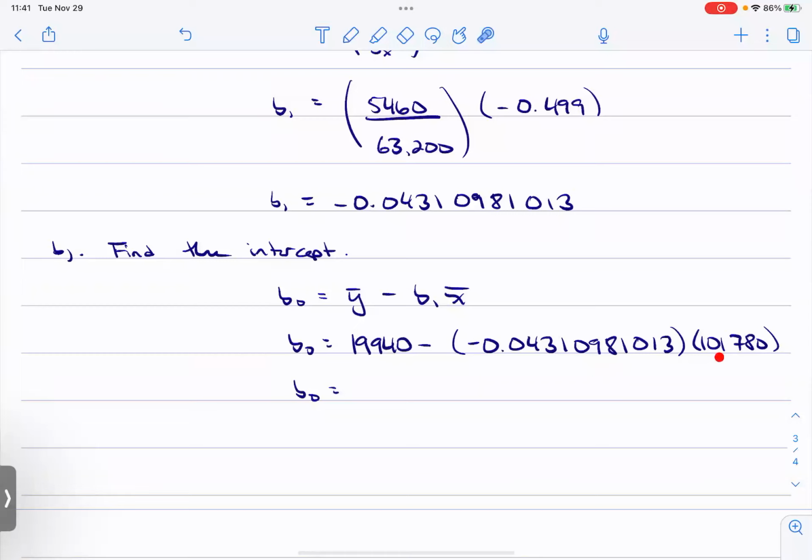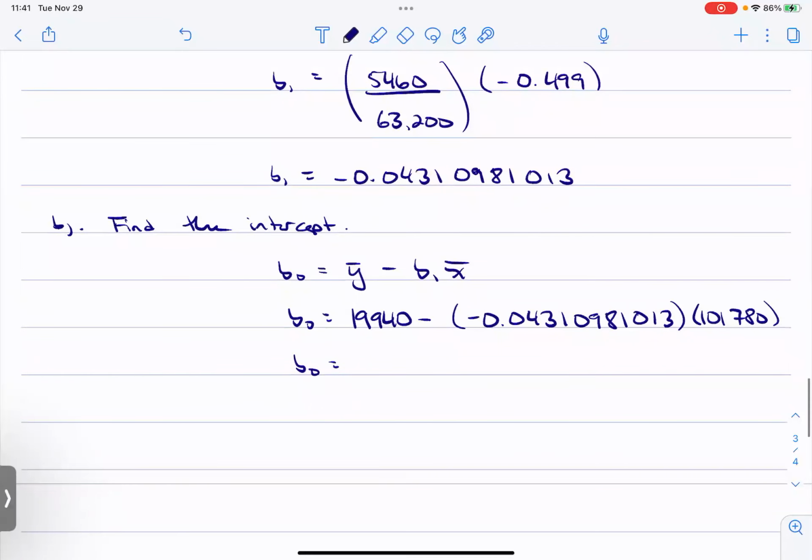Remembering BEDMAS, you're going to multiply these before you subtract that value from 19,940. The most common mistake I see here is dealing with these two and then multiplying, which is also going to make a mess. Or forgetting the negative here. Subtracting a negative is the same as adding, so that would also make a mess. Algebraic nightmares.